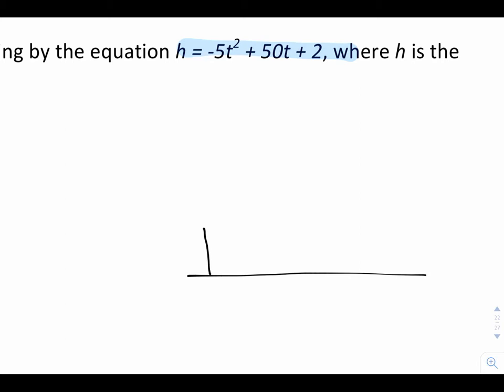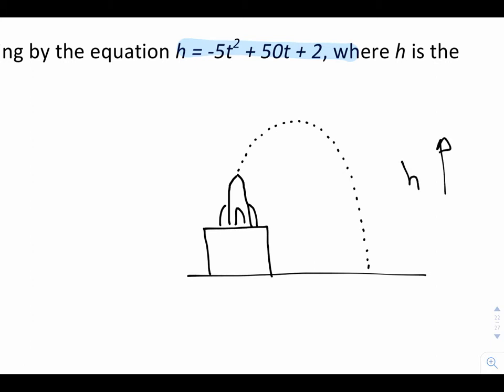So I have a toy rocket on a platform. Here's my platform. I'm going to make my rocket here. It comes up like this, and I know that this rocket goes up in the air and comes down. So it's a very simple scenario, and this way you can see where the parabola is. The height of the rocket is given by h, and that's on the vertical axis. And the time is on the horizontal axis, given by t. And again, I'm assuming time goes forward in this case.